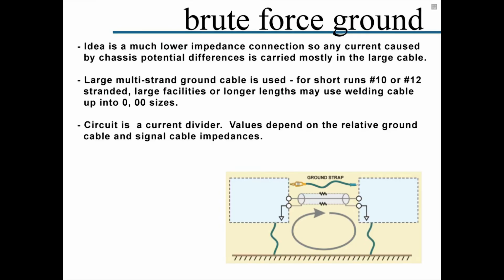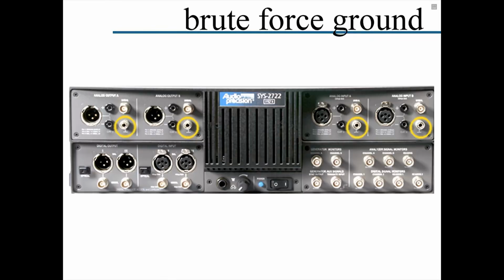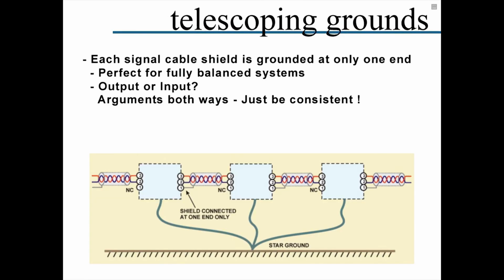Brute force grounding will reduce ground loop-induced hum by supplying a much lower impedance connection for potential difference equalizing current to follow. A large multi-strand or braided cable is used, number 10 or 12 for short runs, and up to double-aught gauges for longer runs. You can check test results with and without a brute force ground strap to determine when it's needed. When using a brute force ground strap with Audio Precision instruments, connect one side of the ground to the ground lug on the analog output or input. Connect the other end to the chassis ground on the device under test.